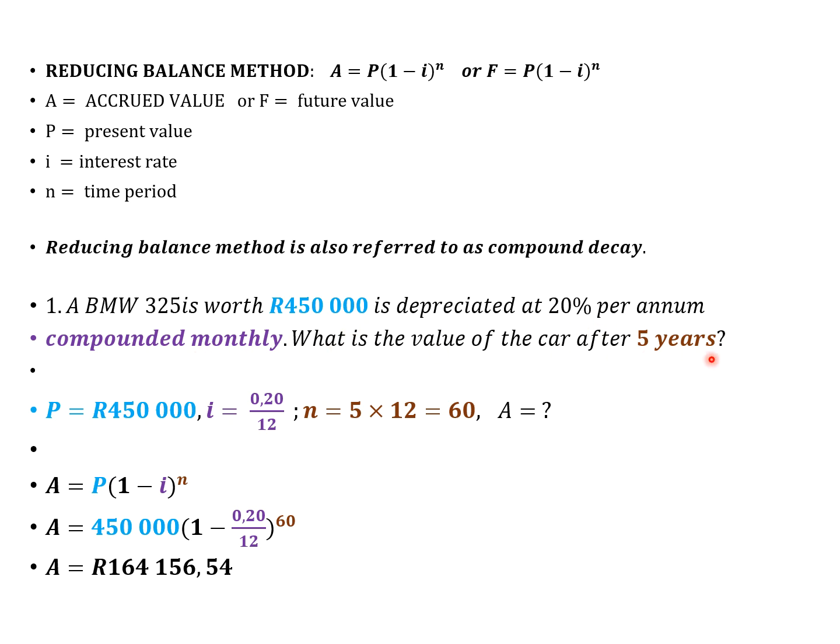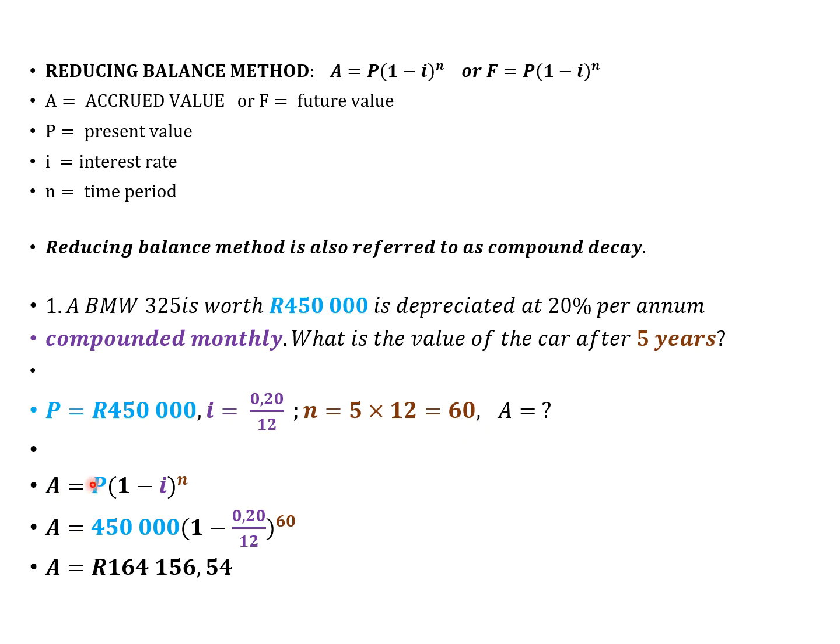What's the value of the car after 5 years? So P equals 450,000. My interest, 20% is 20 divided by 100, 0.20, compounded monthly, so divided by 12. If I divide the interest by 12, I must multiply the time period by 12. So 5 times 12 gives me 60, and we want to know what A is.